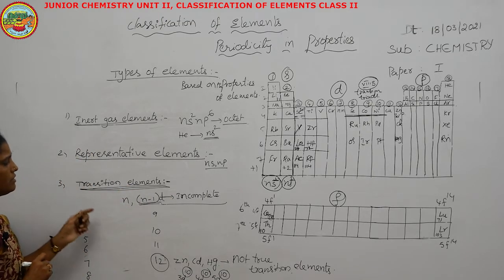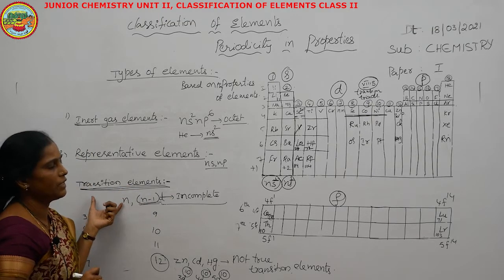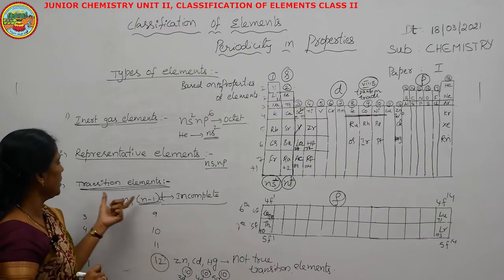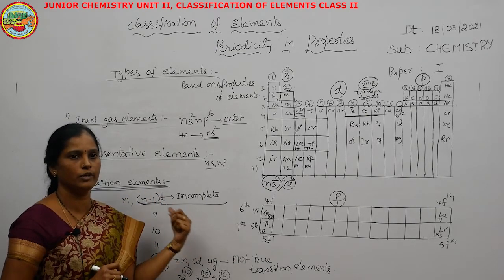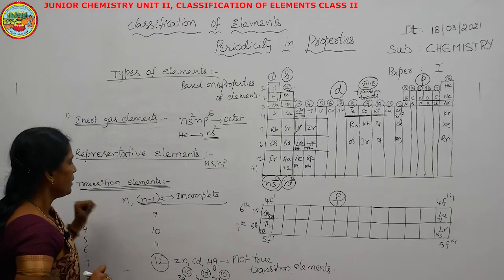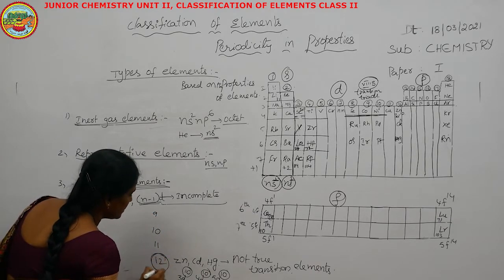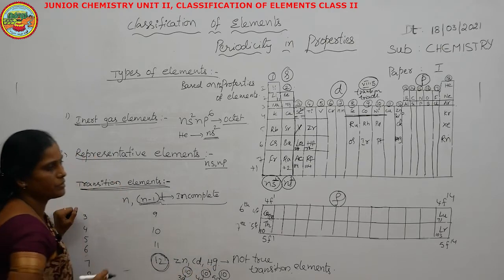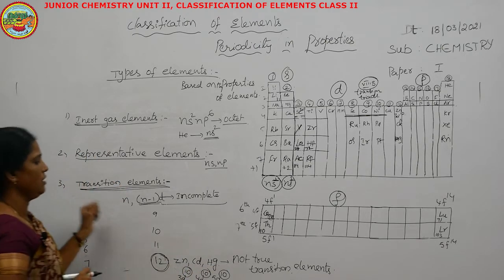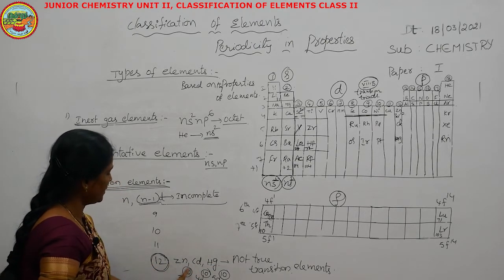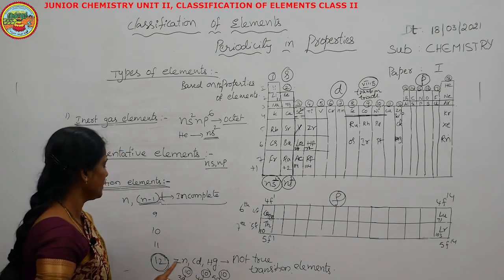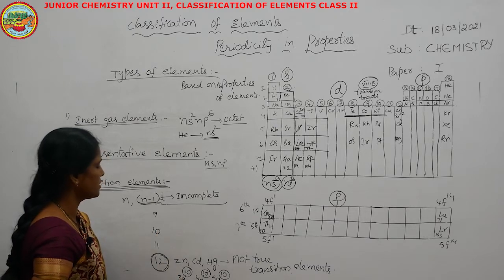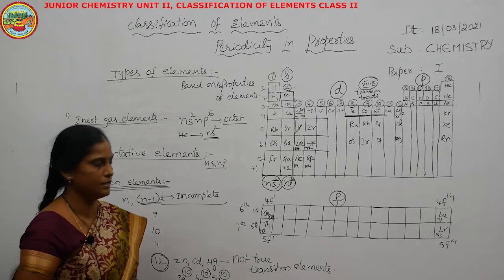Transition elements means they are placed in between S block and P block. The elements in which the outermost shell and the penultimate shell both are incomplete. And here zinc, cadmium, mercury, they are not true transition elements because their penultimate shell D orbital is completely filled. So that's why these are not true transition elements, but they are D block elements.